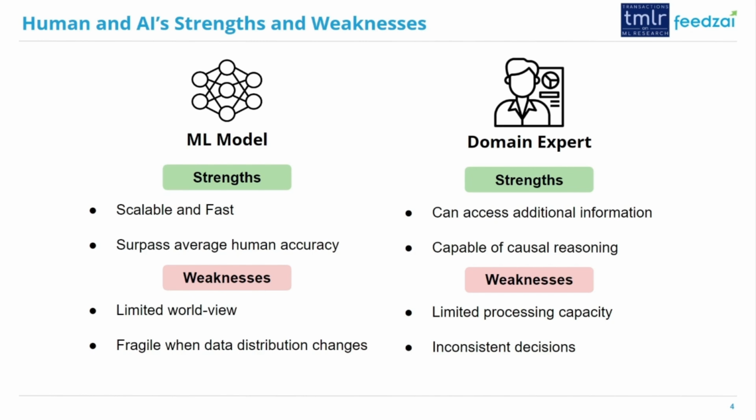However, the fact that they are essentially statistical models means that their worldview is limited to the training data, making them fragile to data distribution changes. This is a strength inherent to domain experts, as they can access additional information when uncertain and are capable of causal reasoning, allowing them to better deal with out-of-distribution samples.